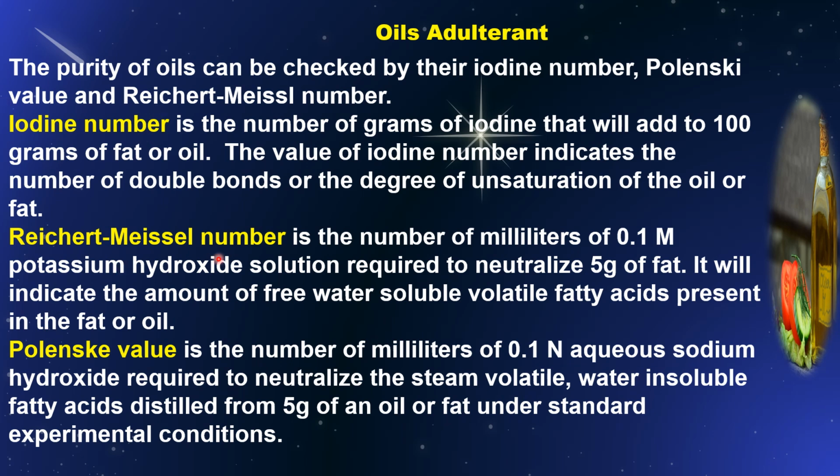Next is the Reichert-Meissl number, which is another number. It is the number of milliliters of 0.1 N potassium hydroxide solution required to neutralize 5 gram of fat. What it indicates is the free water soluble fatty acids that are present. Next is the Polenske value. It is the number of milliliters of 0.1 N aqueous sodium hydroxide required to neutralize water insoluble fatty acids.